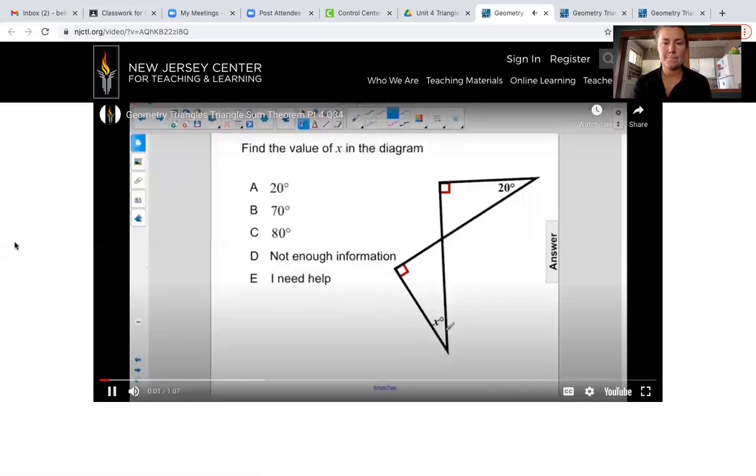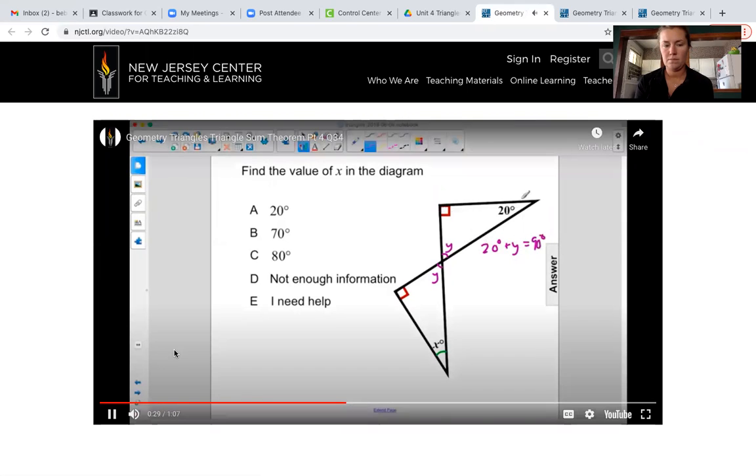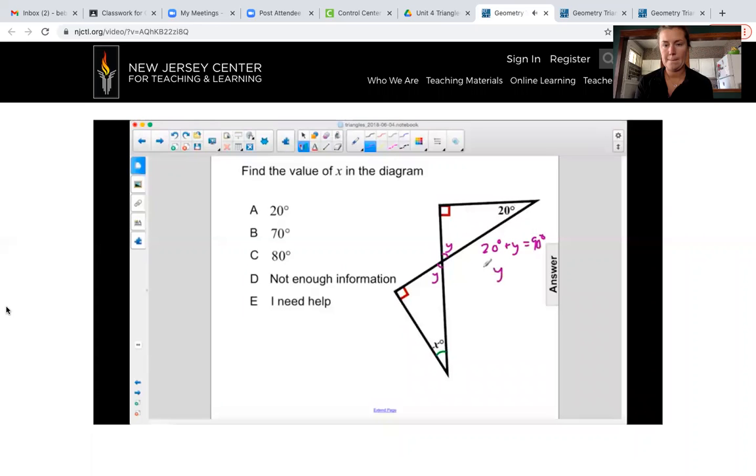Find the value of x in the diagram. All right, so we have two right triangles here. Let's label this angle here. So we know that x plus y equals 90 degrees. And this angle here is also y because these are vertical angles. Vertical angles are congruent and therefore have equal measures. So in this triangle, we have 20 degrees plus y equals 90 degrees because this is a right triangle and these are complementary angles. Therefore, y equals 70 degrees.